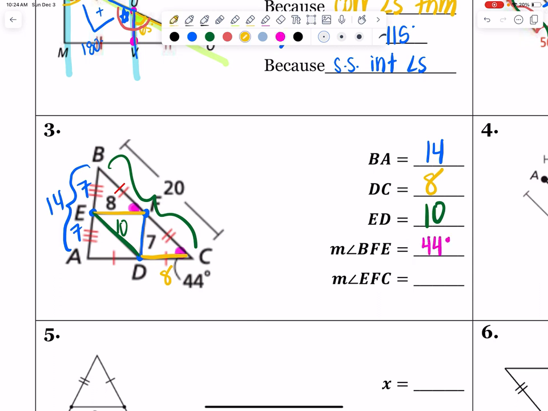And then how would you find EFC, which is this full amount? That is going to be supplementary. It makes a linear pair with 144, which is going to be 136 degrees. So that star angle is 136 degrees.